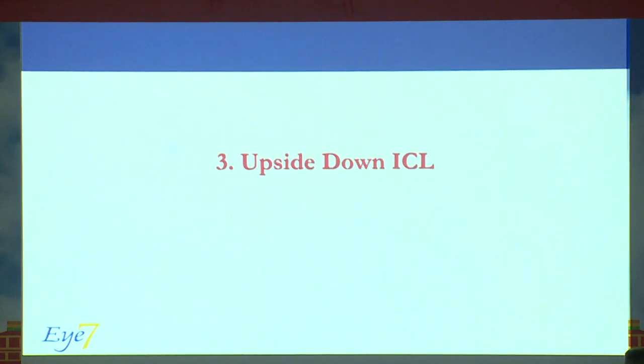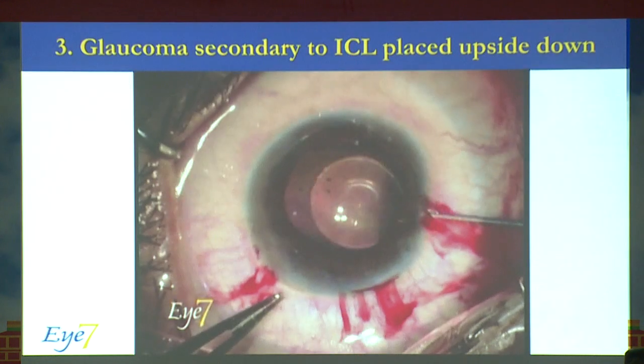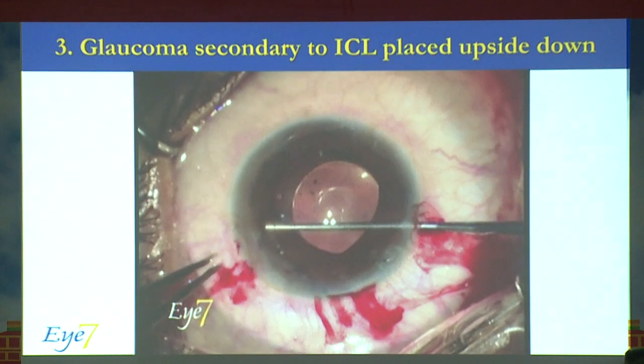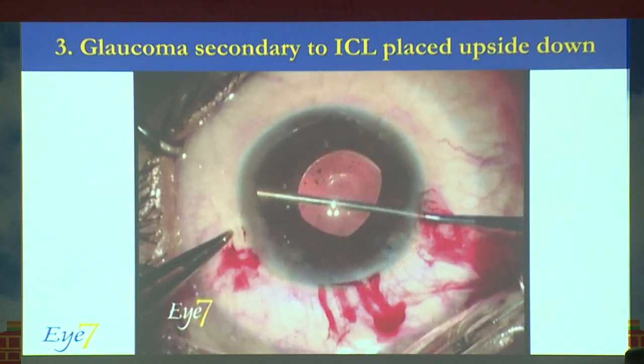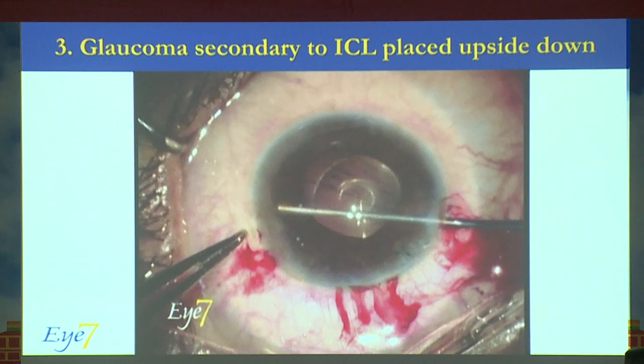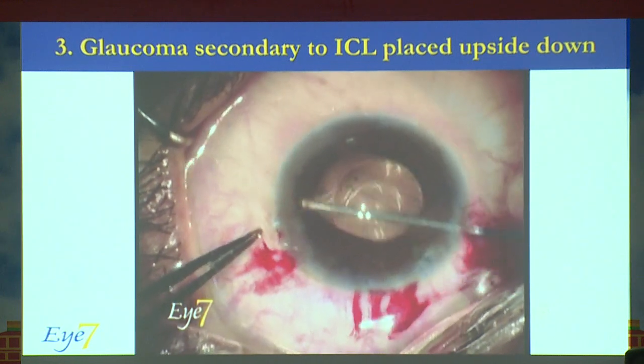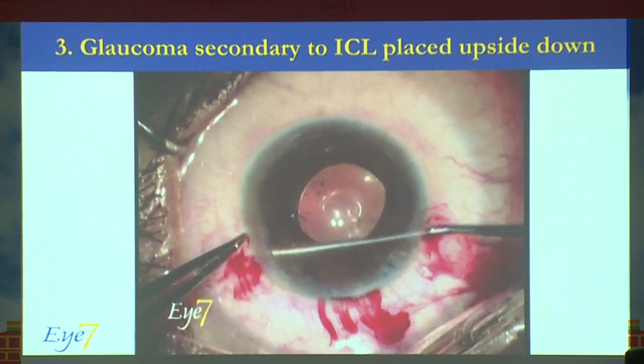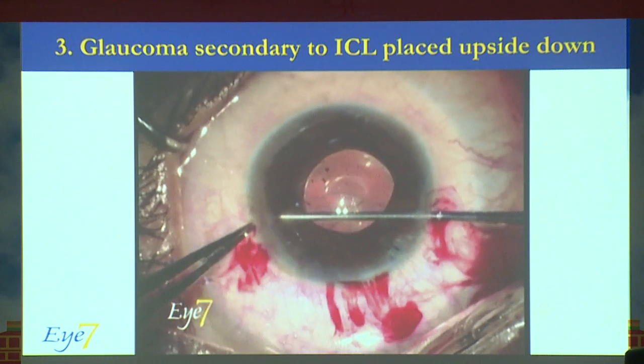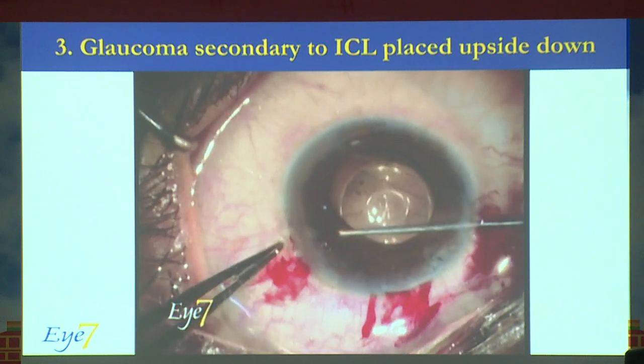Okay, one last one is a lens upside down. I'll just take a minute. So this patient was operated somewhere, lens was placed upside down. The surgeon did not realize that. So when it is upside down, the haptics are facing upwards and they are pushing the iris against the cornea. Total peripheral anterior synechiae.